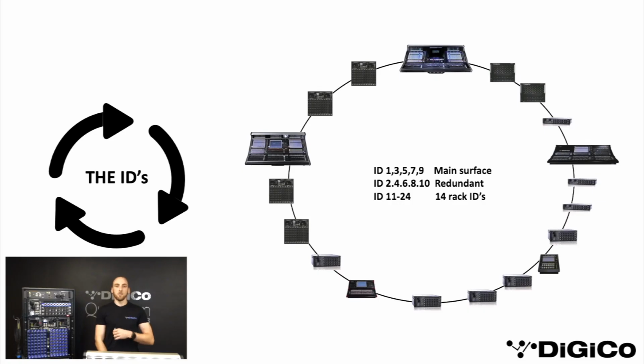Yeah, so for such a large network or such a large setup, each device is going to have a unique ID or identifying number, so everything knows where everything else is. So the system uses 24 IDs, and these are reserved for desks and racks separately. So IDs 1 to 10 are exclusively for your consoles. IDs 11 to 24 are exclusively for your stage boxes. As shown on the screen, you'll see that 1, 3, 5, 7 and 9, in terms of those ID numbers, are used for the main mixing engines. So if you have a redundant engine next to your main mixing engine, these are provided with the adjacent even number, so the 2, 4, 6, 8 and 10.